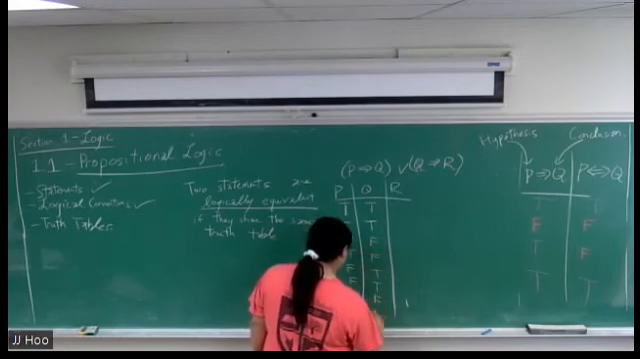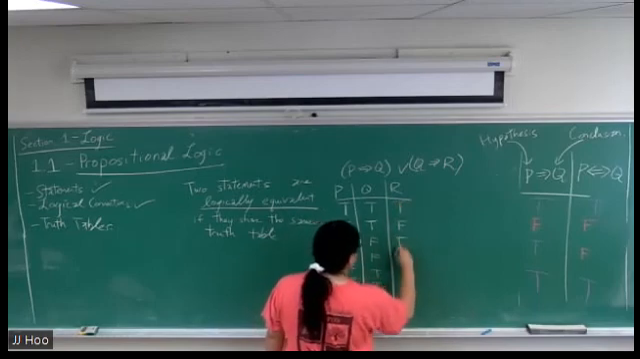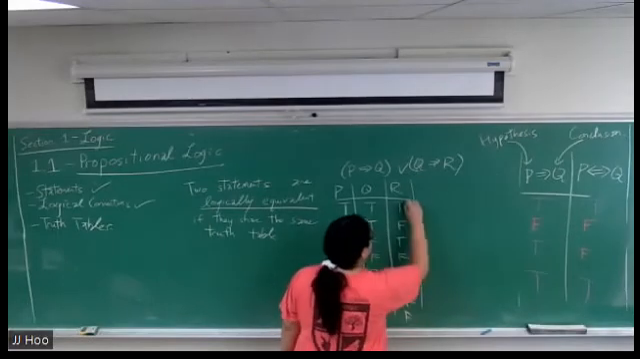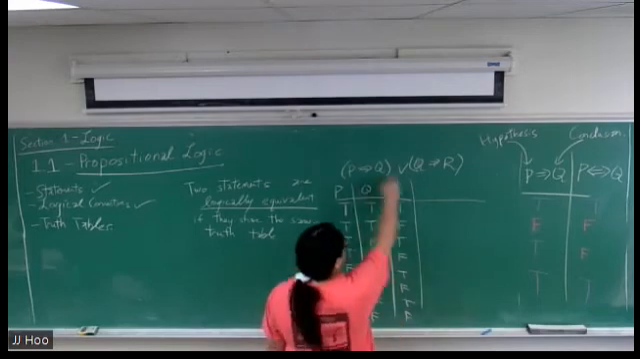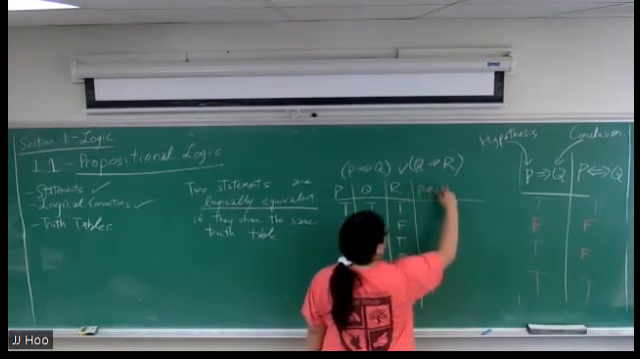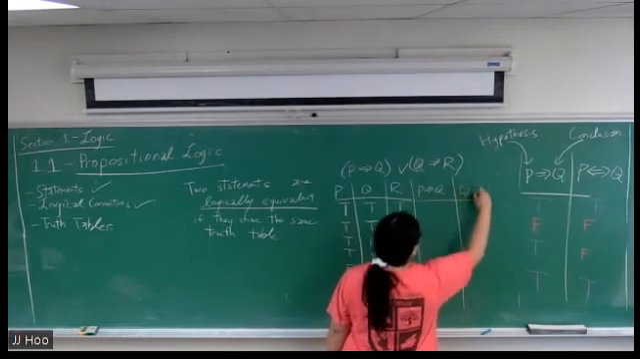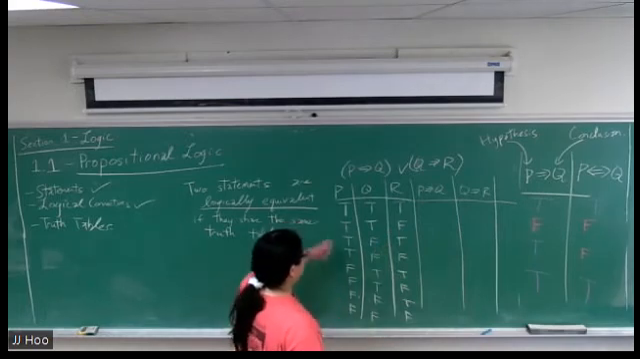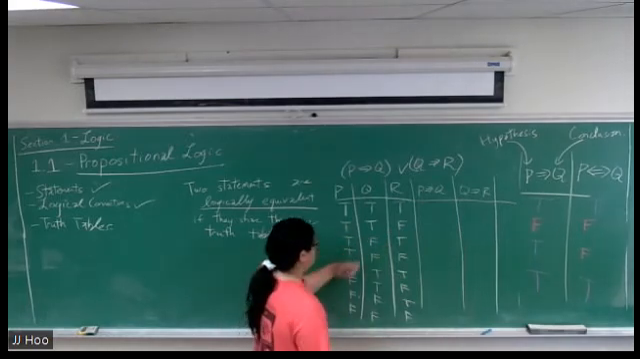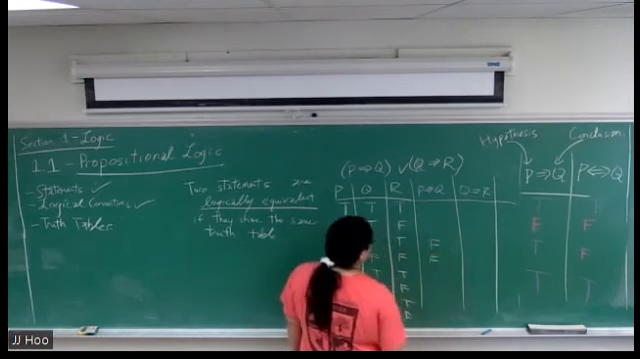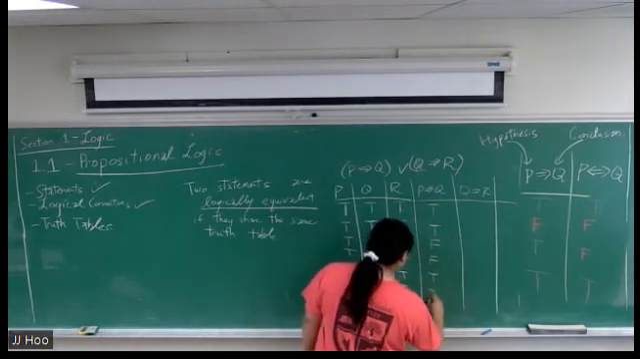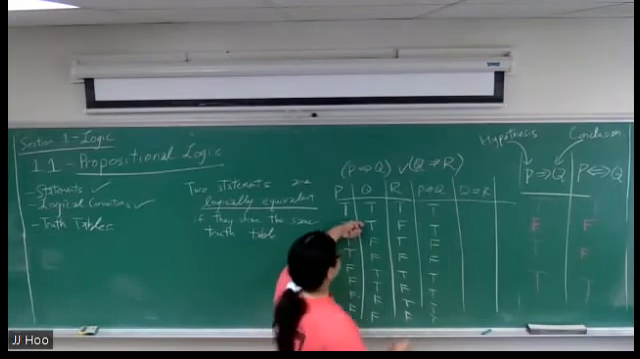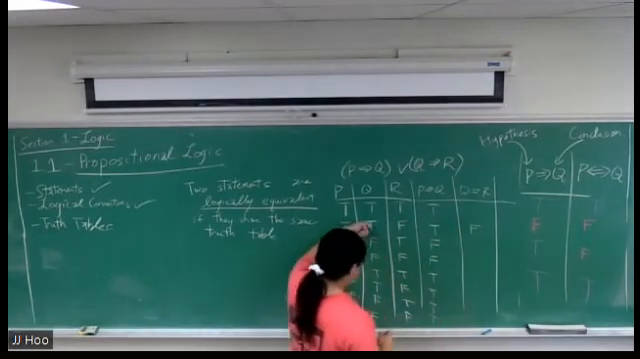And let's see, there should be one more. Okay, so we've got immediately two statements: P implies Q, and Q implies R. So this is only false when P is true and Q is false. So it's false here and true everywhere else. And Q implies R is only false when Q is true and R is false. That's here and here.